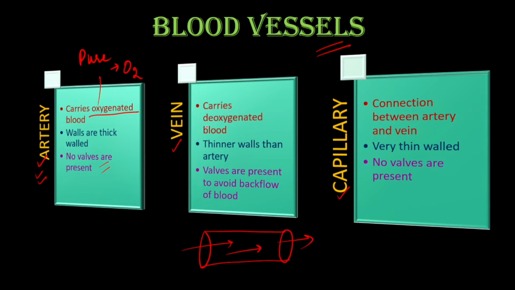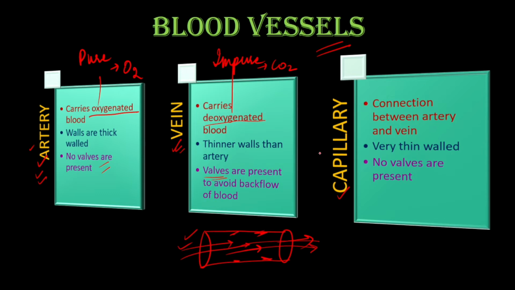Veins, they carry deoxygenated blood. It means impure blood. And this impure blood carries carbon dioxide. Then the walls of the veins are thinner than arteries. And they have valves which avoid the backflow of blood.